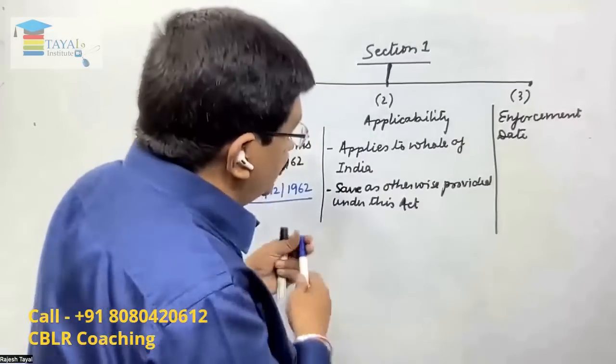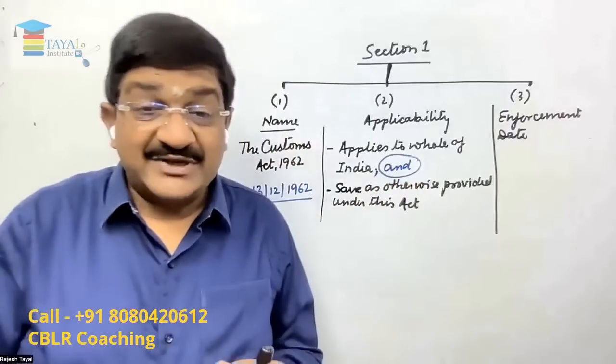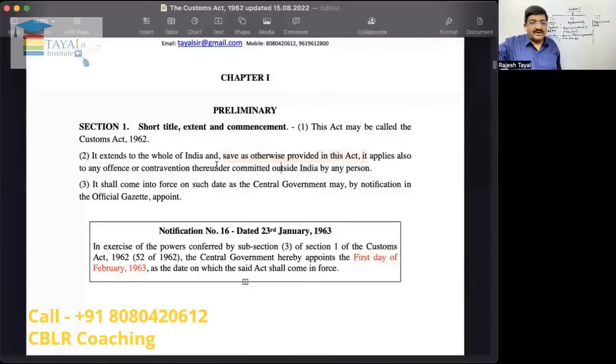Because in between these two, there is the word 'and'. There is the word 'and', right? Once again, I'll take you to the text again and again because every word is important. See here. Okay, so this is 'and'. It means this is a separate clause. It has nothing to do with the previous clause, that is, it is applicable for India, so it extends to the whole of India. Plus, so 'and' means plus. Now, save as otherwise provided in this Act. Now, this is only in relation to the part following this line. Save as otherwise provided doesn't apply to the first line of the subsection. It applies also to the offences and contraventions thereunder committed outside India by any person.